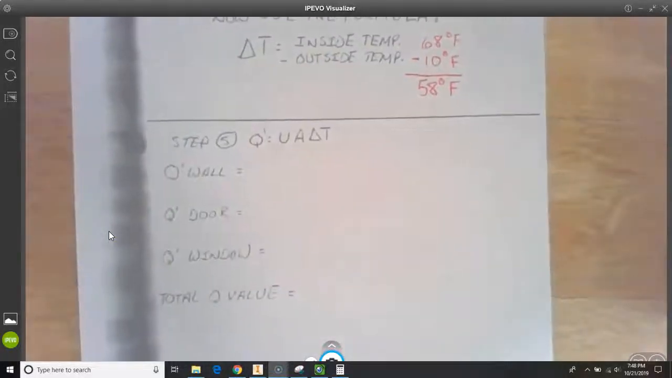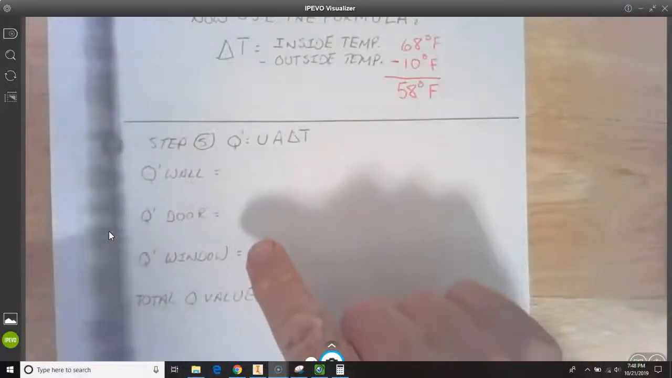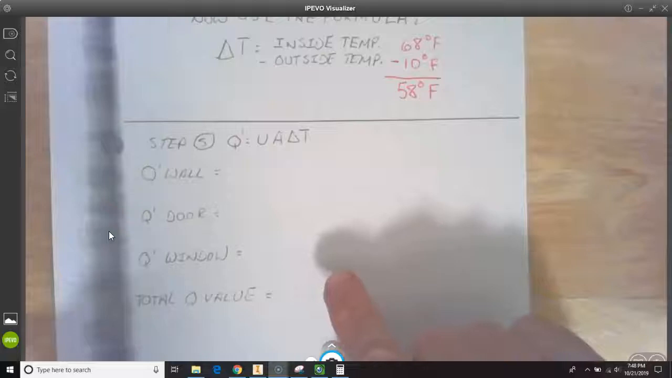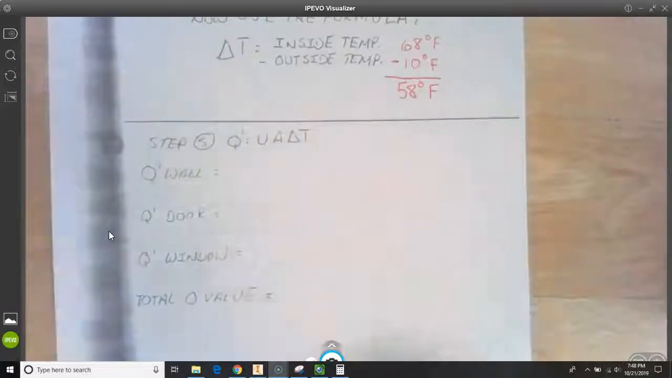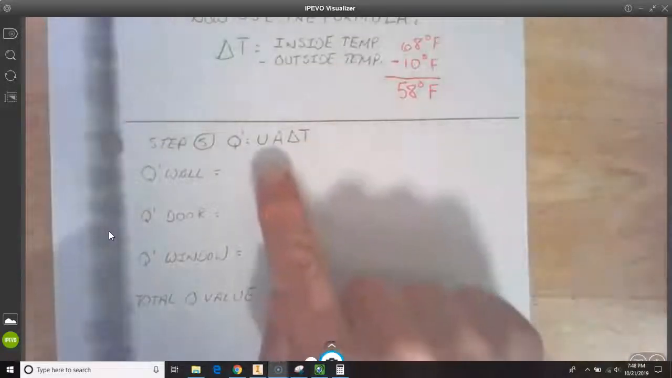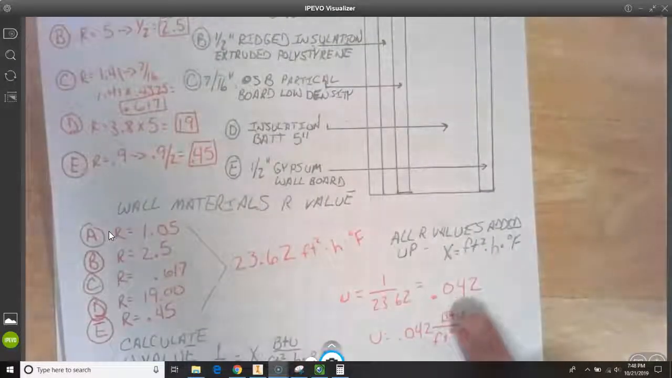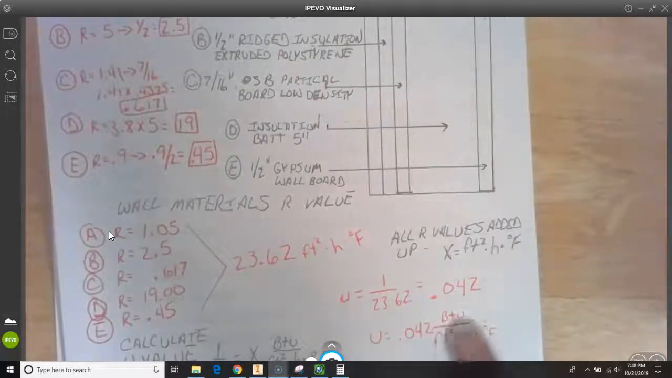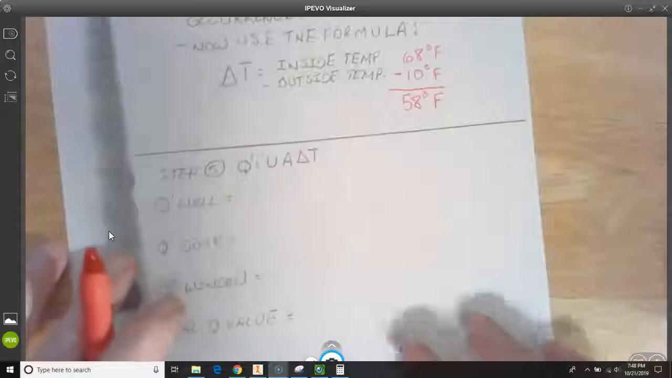Okay, so here it is, last step, and we're going to calculate the Q value for the walls, for the doors, for the windows, and then we're going to get a total value for the Q value for all of these, and Q value is the heat transfer. So the first thing is we have the U value. So we're going to put the U value for our wall right here, and our U value for our wall was 0.042. Remember, it's 0.042 BTUs per foot squared times hour times degrees Fahrenheit. So I'm going to put that down as our U value.